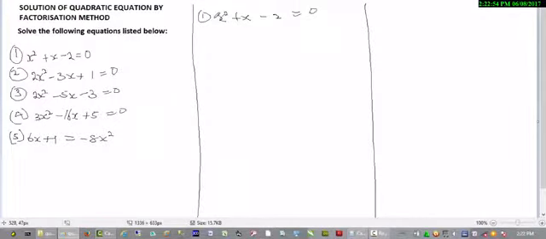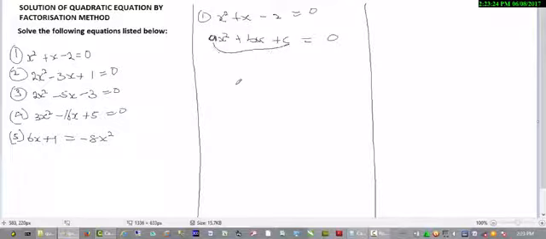Remember, the general form of a quadratic equation is ax squared plus bx plus c equals 0. The trick here is that you have to multiply a and the constant term, and then find two numbers such that whenever you multiply them, you get this product, and whenever you add them, you get the middle coefficient.